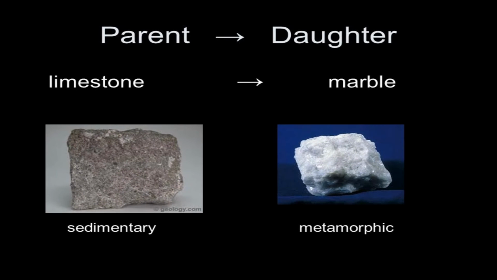Here's an example of metamorphism wherein we can see a limestone that is changed into a marble. Here, the parent rock is the limestone, and then the daughter rock or the new form rock is the marble.